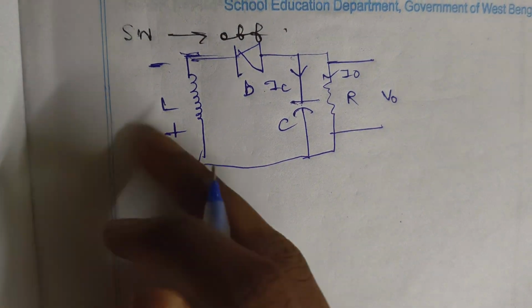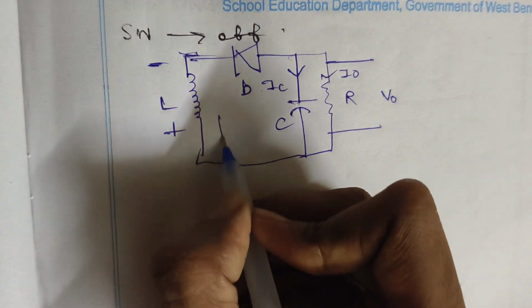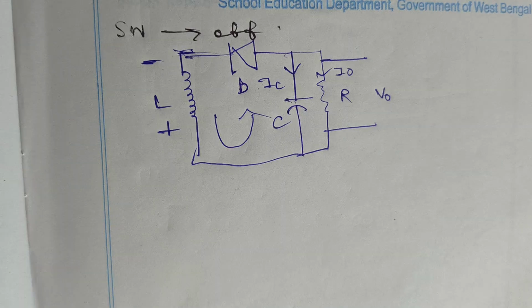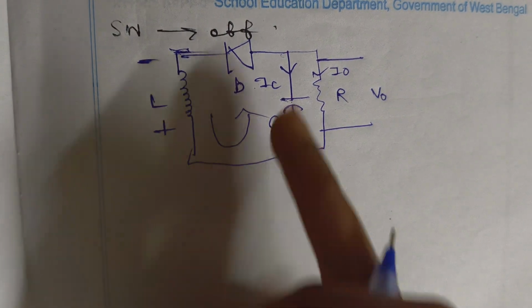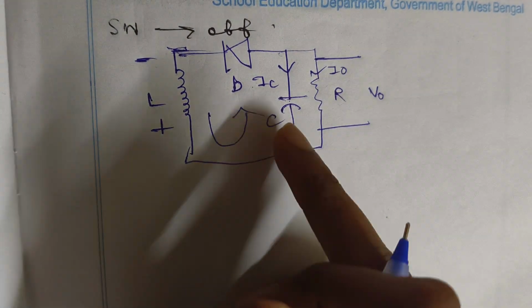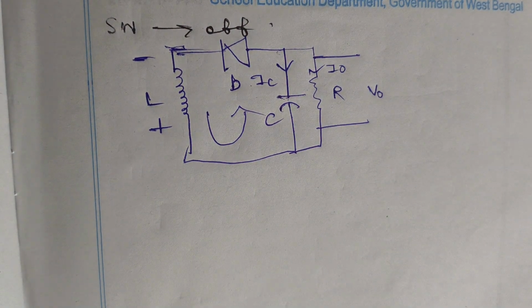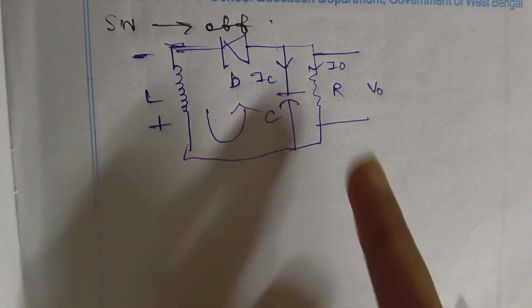So if this is positive and this is negative, current will be going like this, from the positive terminal to the negative terminal. Ideally the capacitor current should move like this, from the lower one to the upper one, that means upward, but as per the conventional direction we will see it like this.